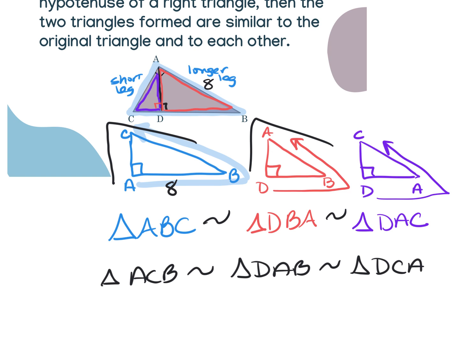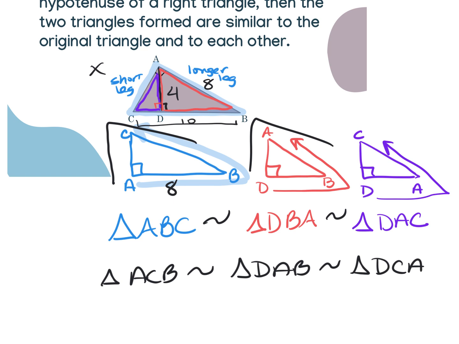And then let's say I told you DA here, this altitude, is a 4. And then I ask you to find this shorter leg. And let me give you one other thing, CB. I'm going to give you CB, this whole hypotenuse, I'm going to tell you is 10.